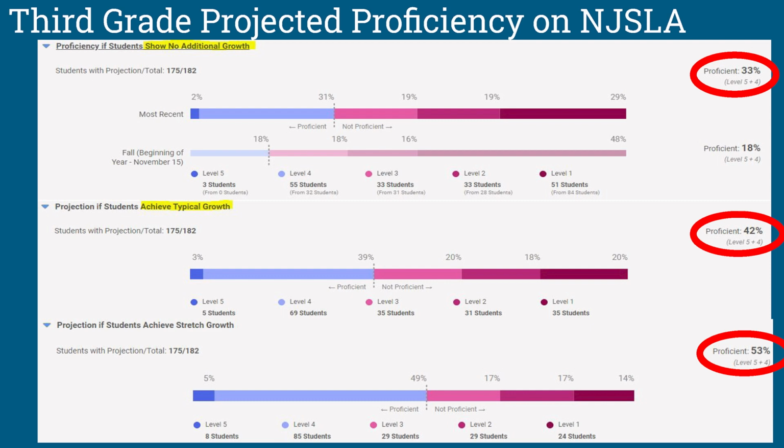And our stretch growth, which is our district goal, that's our teachers' SGOs, everybody's working towards that stretch growth, 53% of them would score proficient on the assessment. So when the NJSLA scores come back, we will come back to this data and compare it.